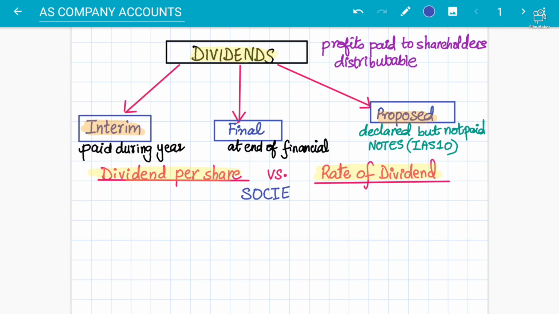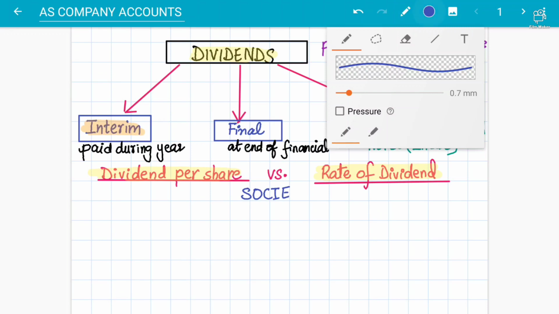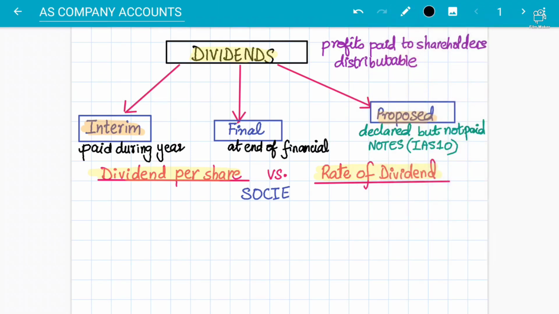We need to understand that sometimes the examiner says, or it's the policy, the directors say that we will pay dividend per share. When it is written that it is going to pay dividend per share, it means that we are going to find the dividend by multiplying by the number of shares. Okay, whatever the number of shares are there in the case of dividend per share.